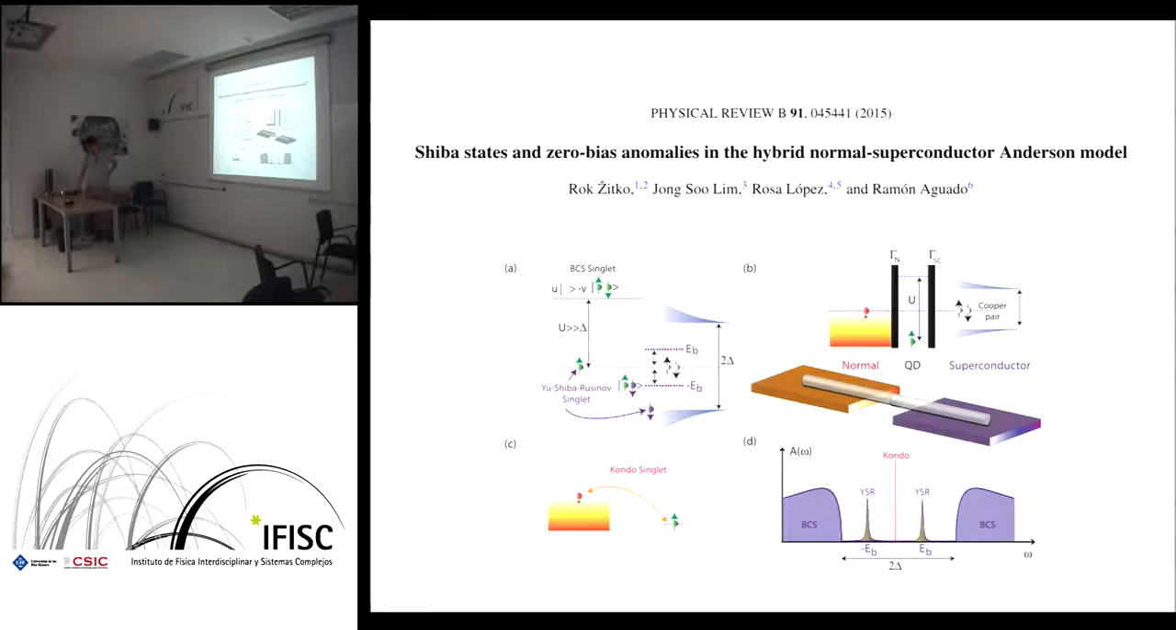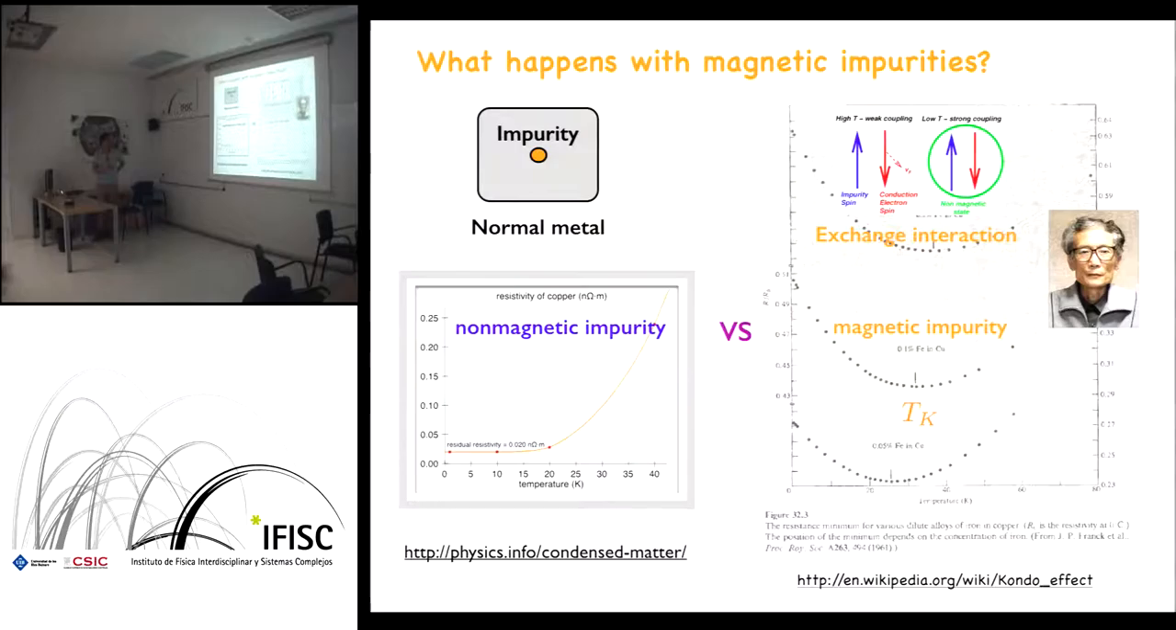Let us think about what happens with impurities. We consider a normal metal, then we put impurity on top of that. As a function of temperature, when we decrease temperature, usually resistivity decreases. But below some temperature, it saturates. This situation happens when there is a non-magnetic impurity. The question is, what happens with magnetic impurities?